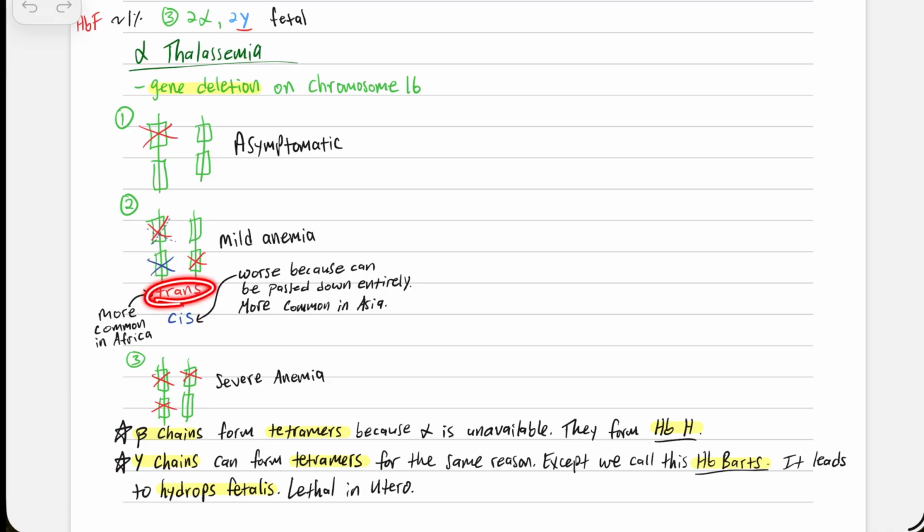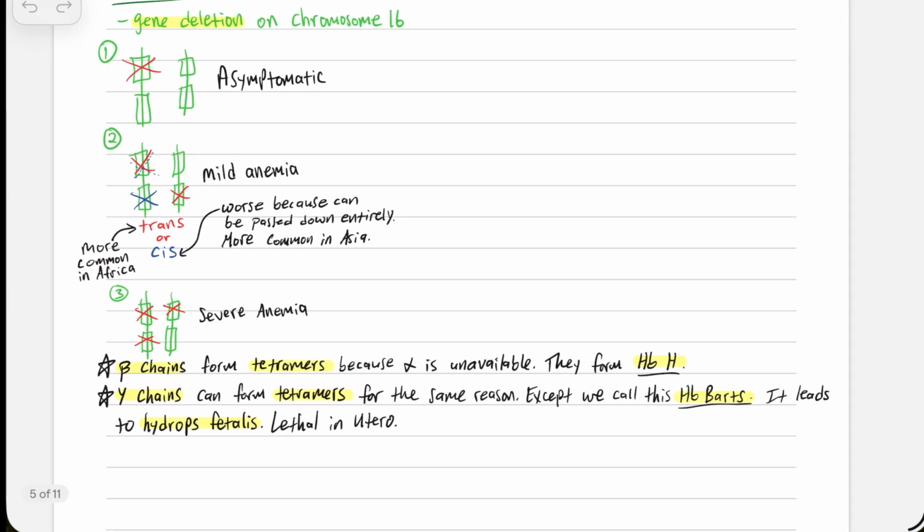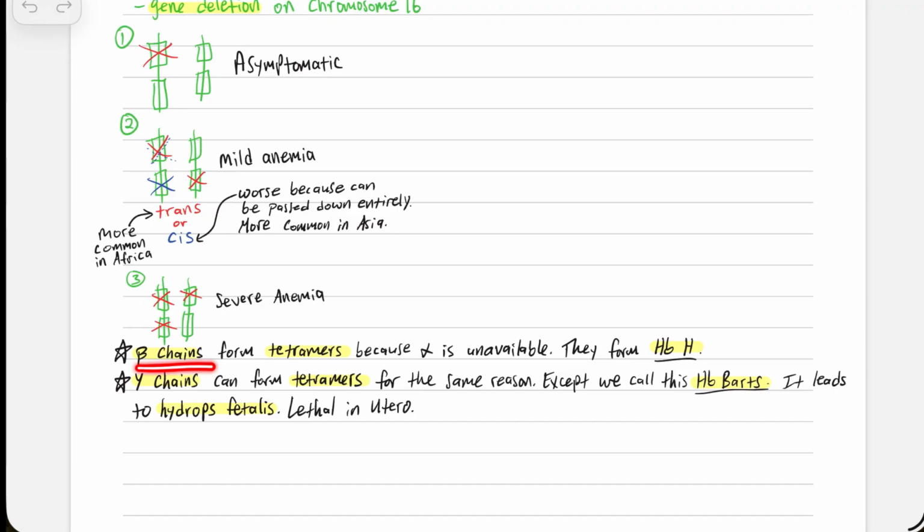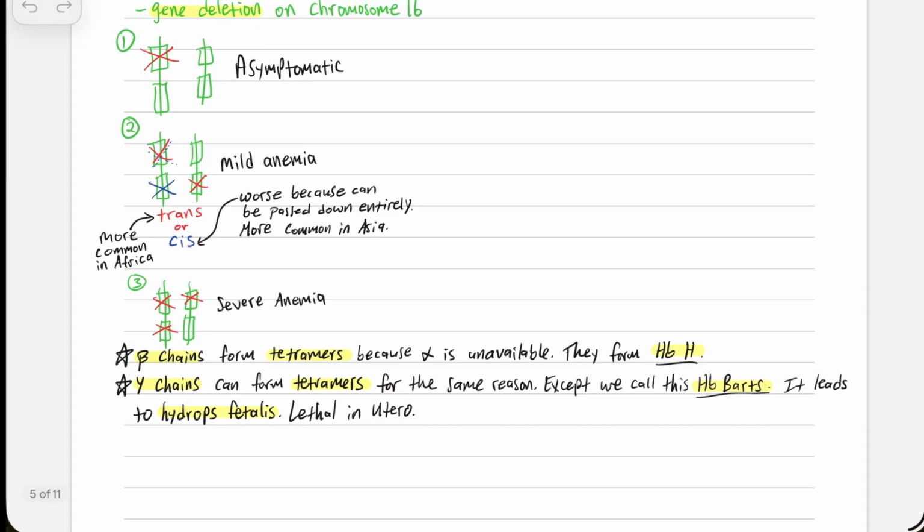The trans type of alpha thalassemia is more common in Africa. The cis type is going to be more common in Asia. And it's actually the worst type because since they're both on the same chromosome, they're more likely to be passed down entirely. And severe anemia would be if one of the chromosomes is completely shot, plus you have another one, right? And so in that case, that would be the worst case of alpha thalassemia. Problem here is that the beta chains are forming tetramers because alpha is unavailable.